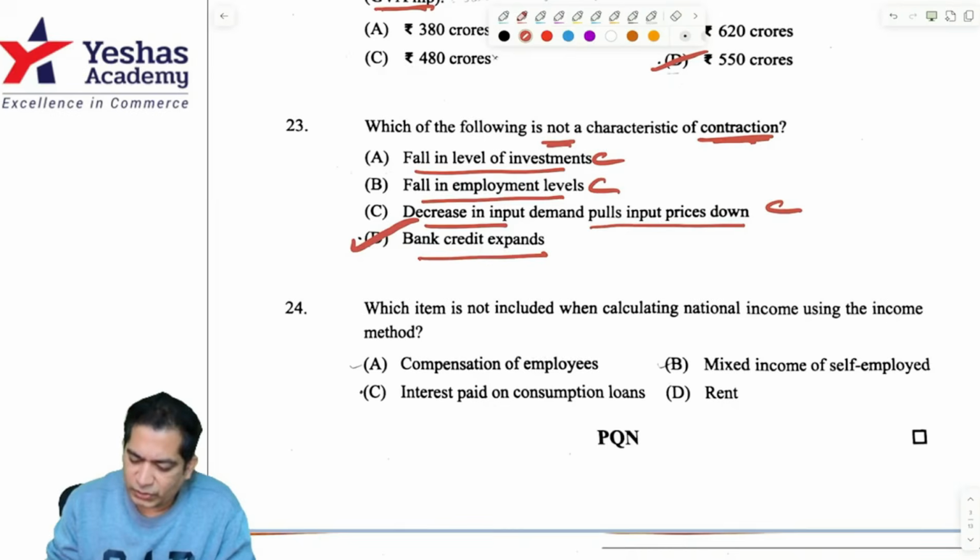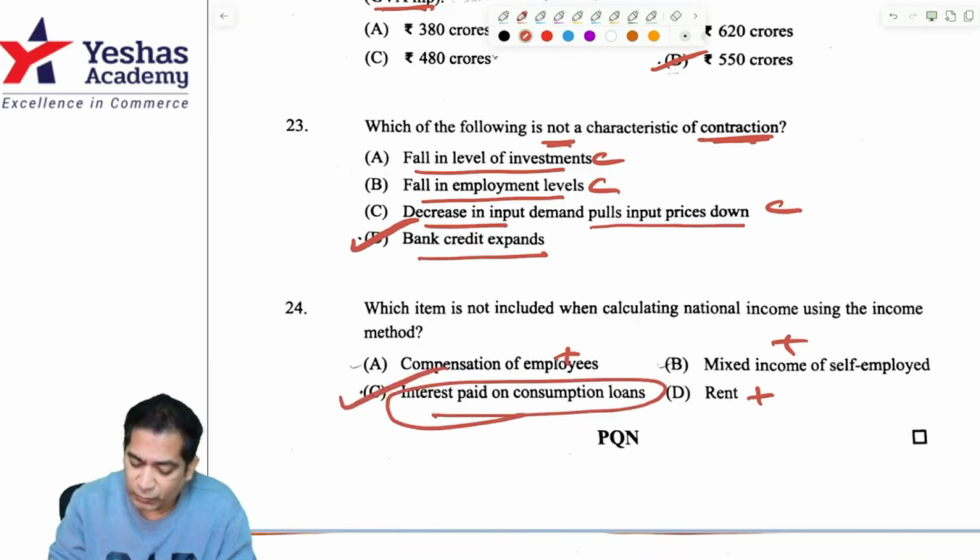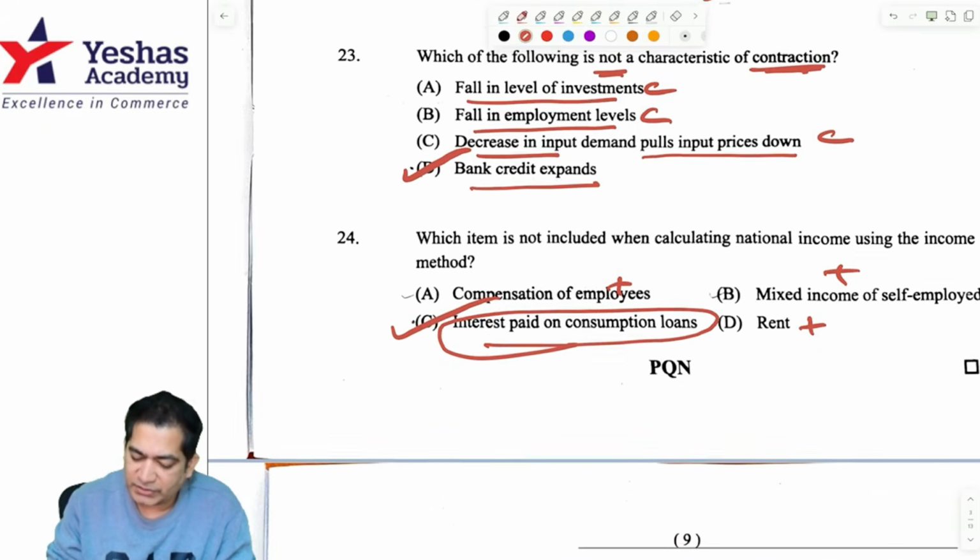Which item is not included when calculating national income using the income method? Compensation to employees, we add. Mixed income of self-employed, we add. Rent, we add, which is a part of operating surplus. Interest paid on consumption loan, no. So this is your answer. C is your answer here.